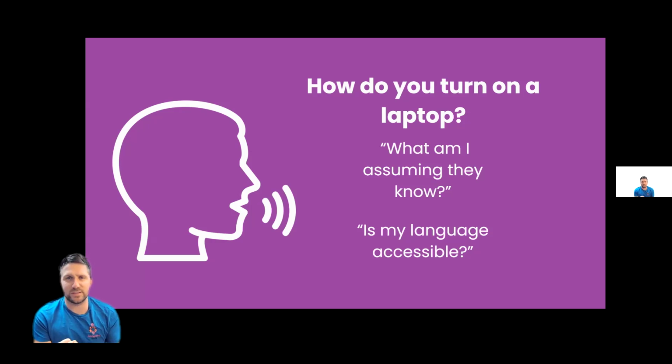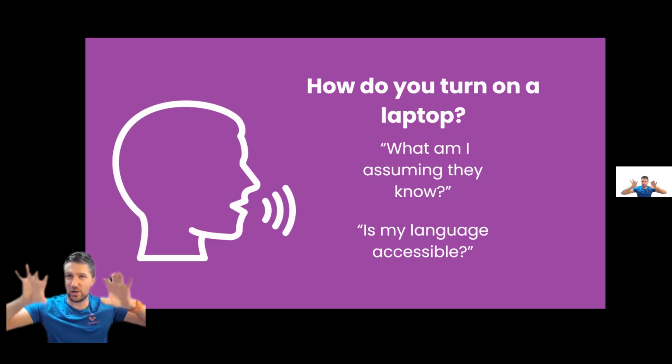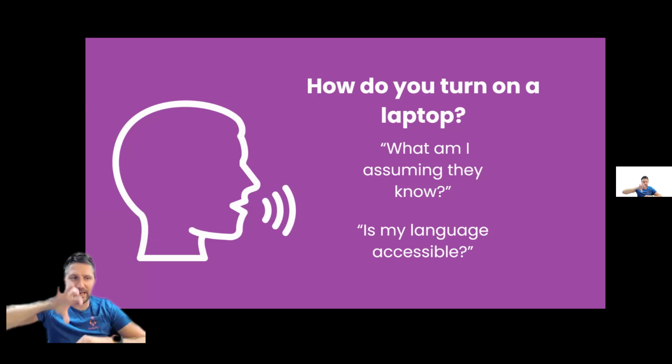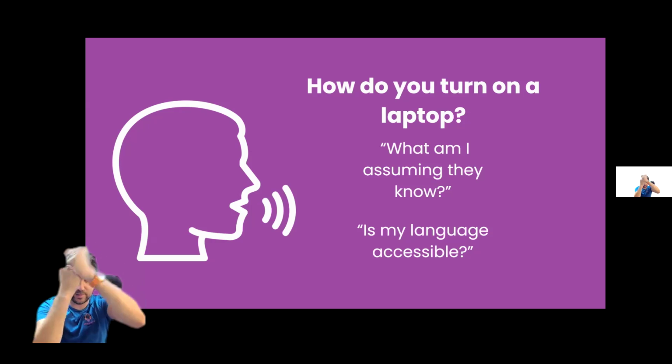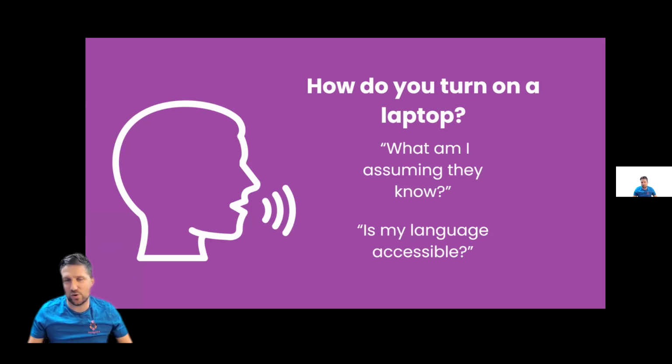I would normally refer to this as where the knowledge is anchored in our brain. If we're talking about bodies of knowledge, what's it actually anchoring to? If I'm trying to explain how to turn on a laptop, but my student doesn't have the anchor of what a laptop is, that knowledge hasn't got anything to hold on to in the brain.